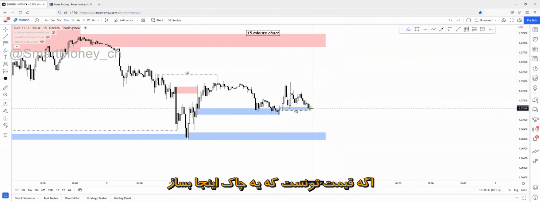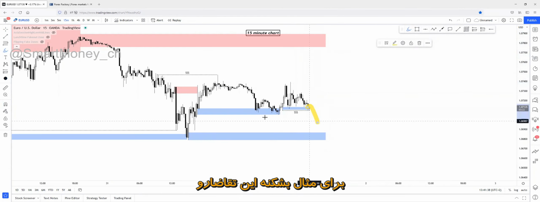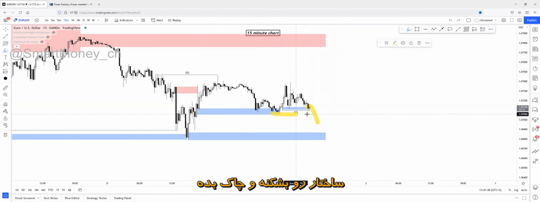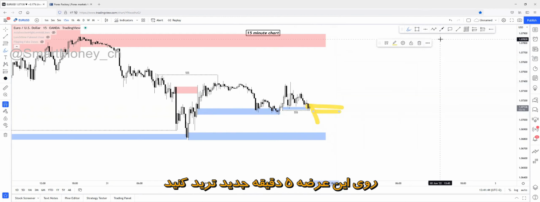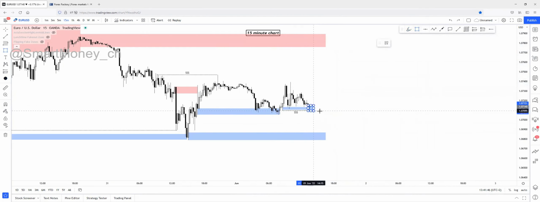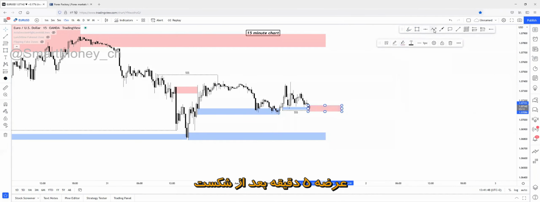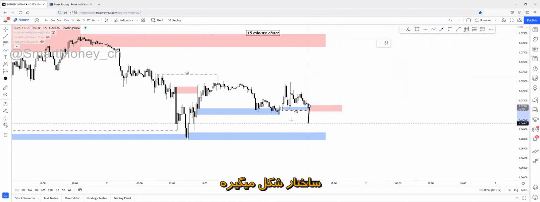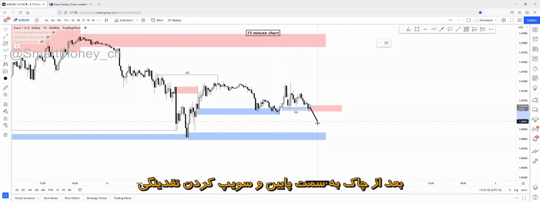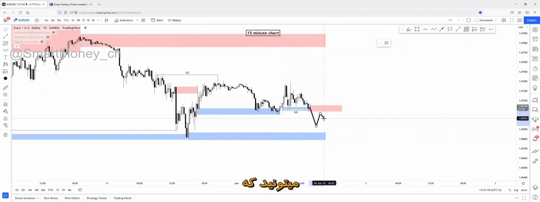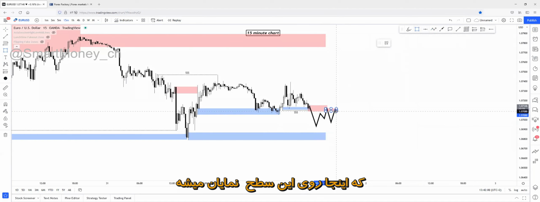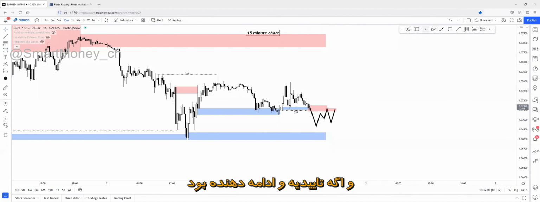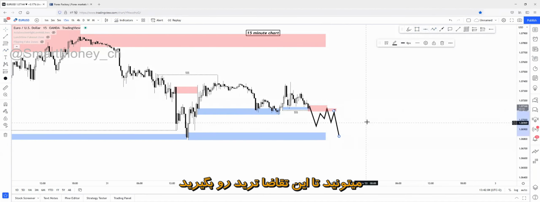If price can change character right here, and if, for example, it breaks below this demand zone, breaks structure, and changes character, you'll be able to take a trade based on this new 5-minute supply zone that will be formed somewhere around here. If this 5-minute supply zone is formed after a break of this structure and change of character to the downside and a liquidity sweep, you'll be able to take a trade based on this 1-minute confirmation that will present on this supply zone. And if there is a continuation and a confirmation, you'll be able to take a trade down to this demand zone.